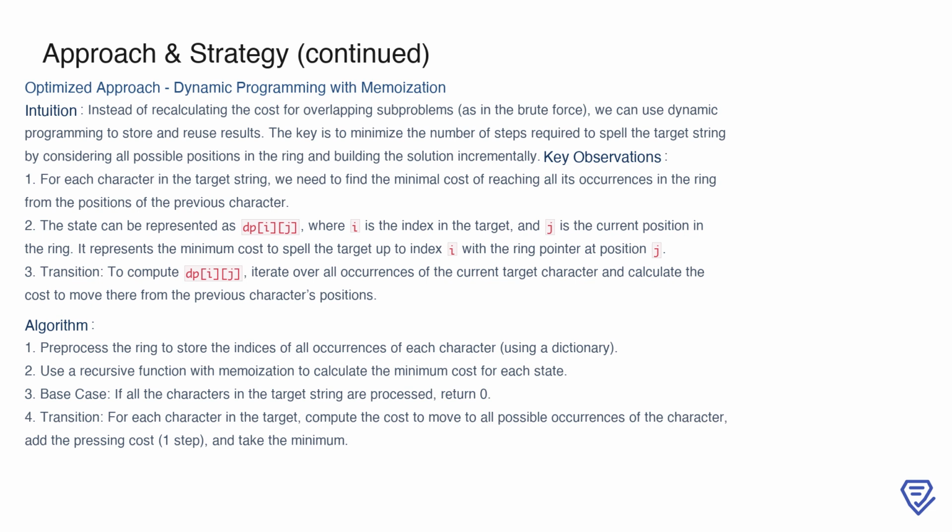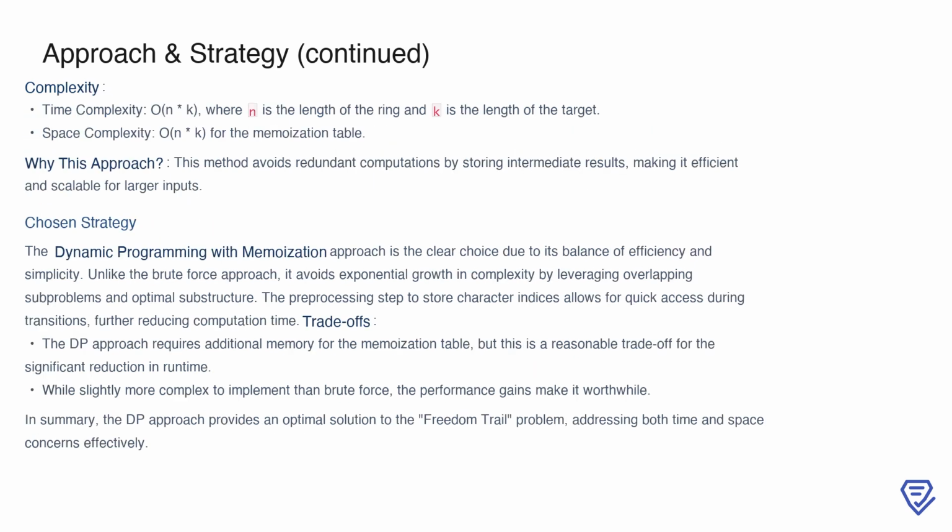By pre-processing the ring into a dictionary of character indices, we can quickly access all relevant positions during computation. Using recursion with memoization, we ensure that each state is calculated only once, significantly improving efficiency. The dynamic programming approach, with its use of memoization, offers a significant improvement in both time and space complexity.